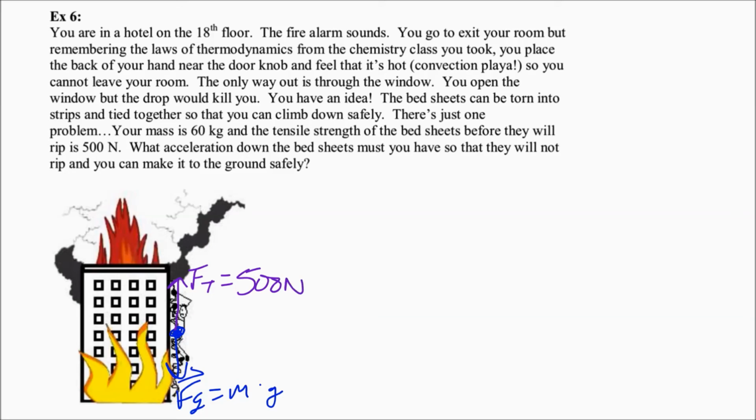That means that at the exact moment that it reaches 500 newtons of force, they will rip. Okay? So we're going to set the tensile strength there to 500 newtons so that right at that point, that's when they would break. All right? Now we'll do our F-net statements now that we've got our free body diagram drawn. By the way, we don't have an x-axis here because you are only moving up or down, so your y-axis motion only. Alright, so first F-net statement.